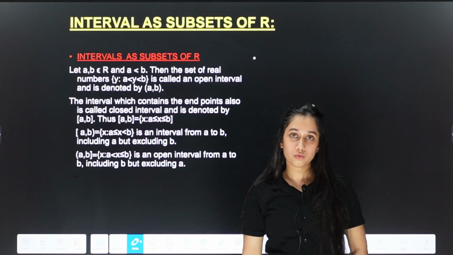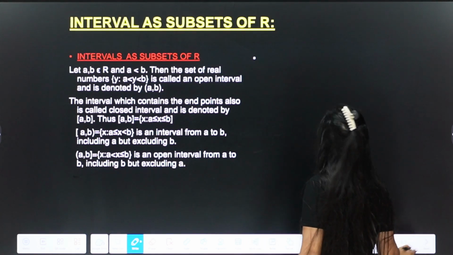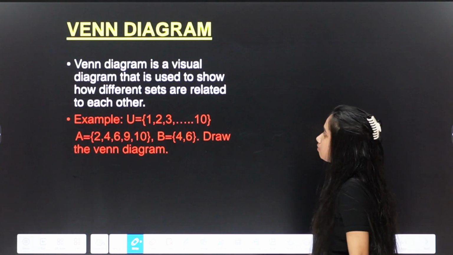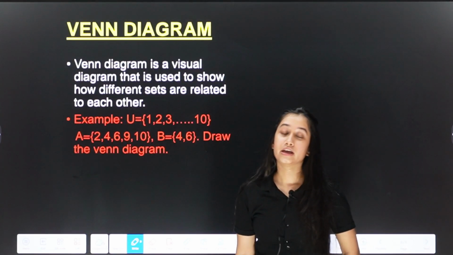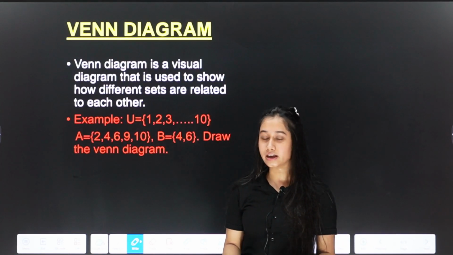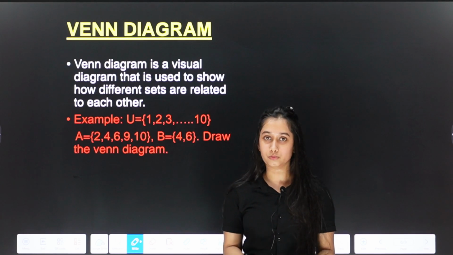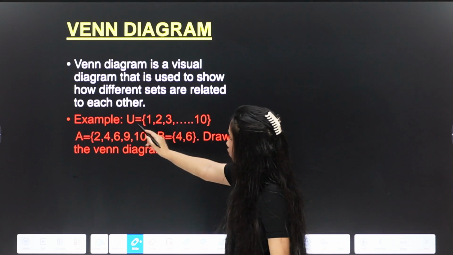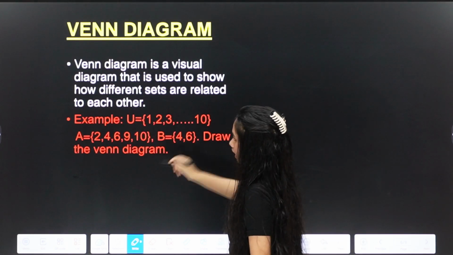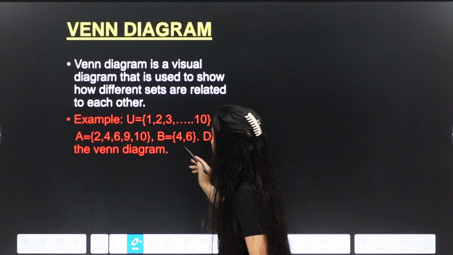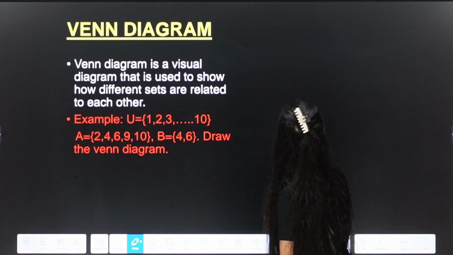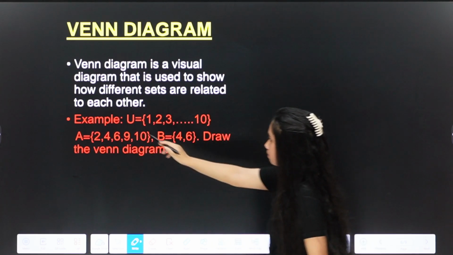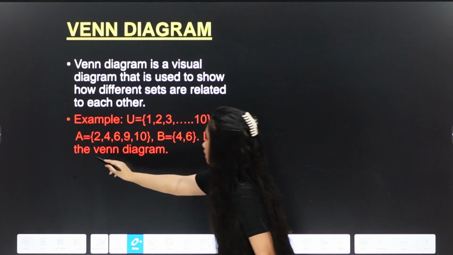So in this video we are going to learn about Venn diagram. So what is a Venn diagram? A Venn diagram is the diagram which represents the relationship between two or more sets. For example, I have taken U, where U is the universal set, and I have taken A and B as two different sets. In the example we are asked to draw the Venn diagram.